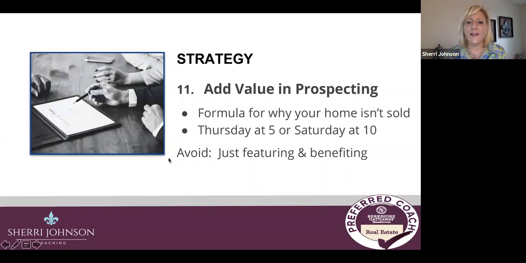So, we talked about adding value in prospecting. Whenever you're talking to a for sale by owner, you have those in your market, and you should go after them. Because every time you drive by a for sale by owner, depending on your marketplace, it's like $5,000 to $10,000 to $20,000 of commissions that you are driving past and not taking advantage of. It drives me crazy when no one goes after those.